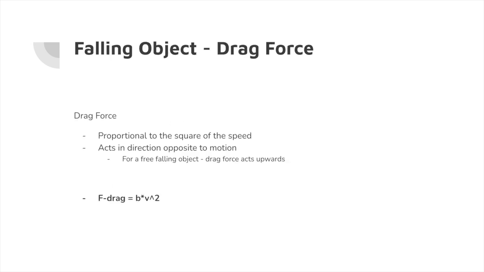In a falling object, we should also account for drag force, which is air resistance, which acts opposite to the object's motion. For this lab, it's proportional to the square of the speed, and we use the formula F drag equals B times V squared, where B is a proportionality constant and V is the speed.